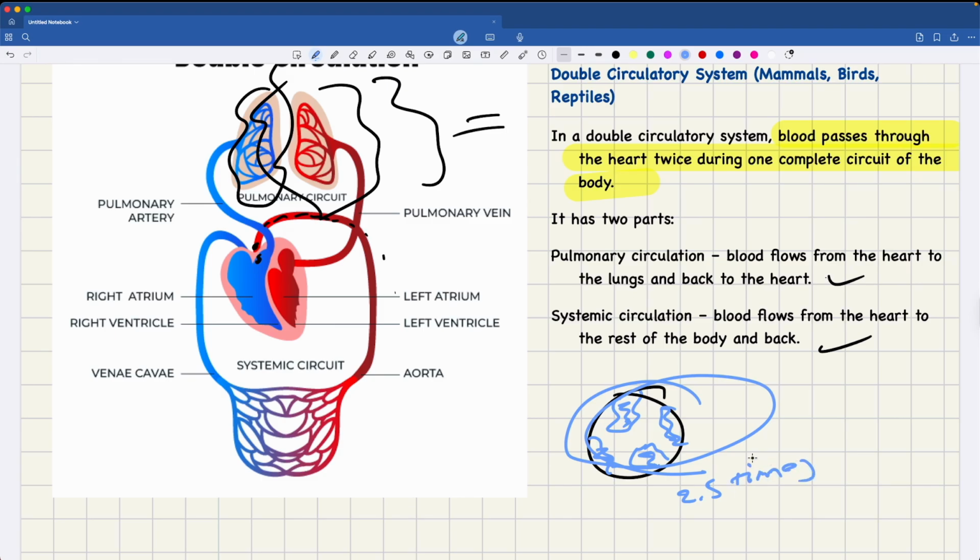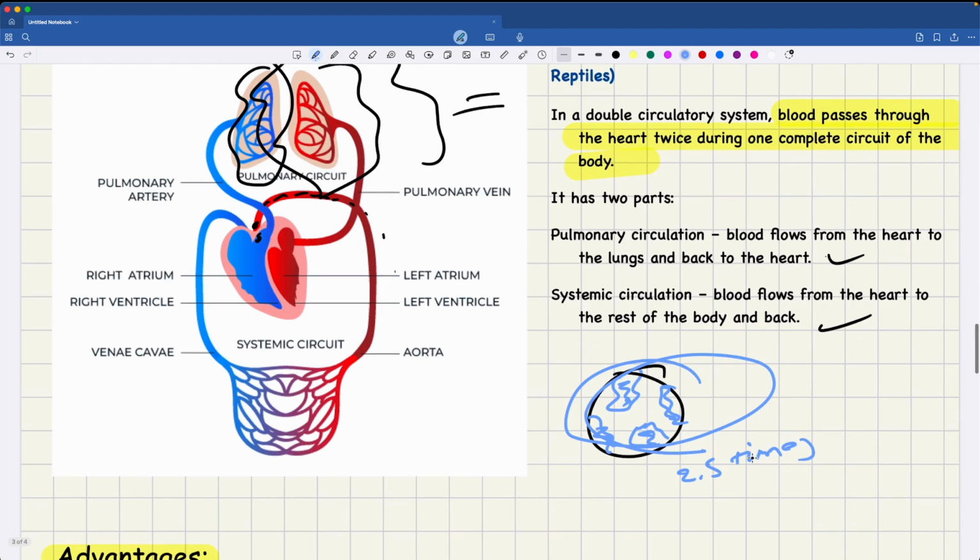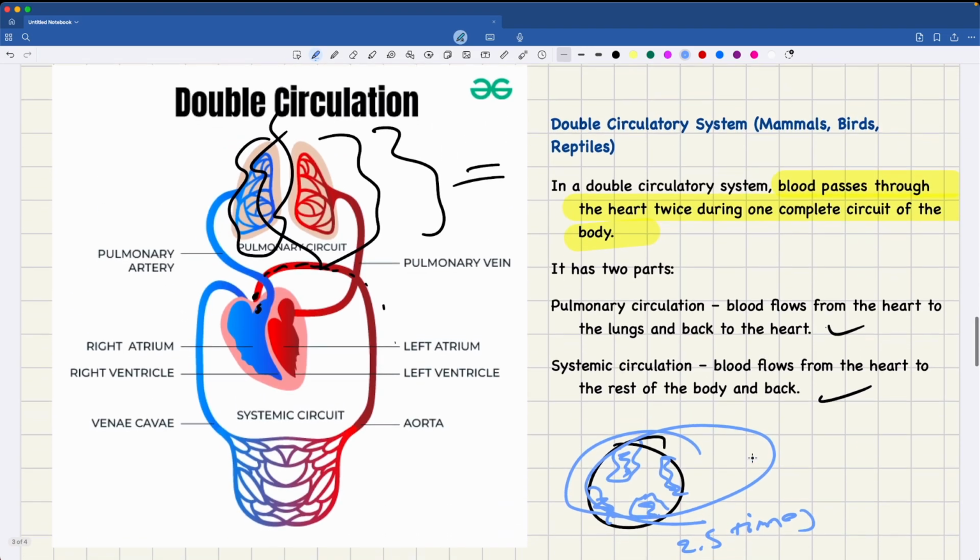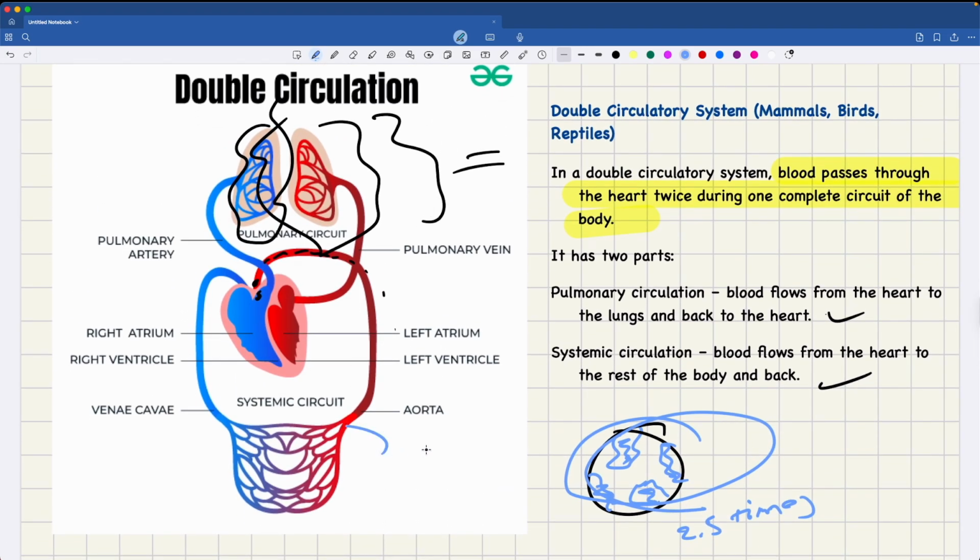That is amazing actually. The human body, as we all know, contains 5 liters of blood. You guys should remember it. It is very important.